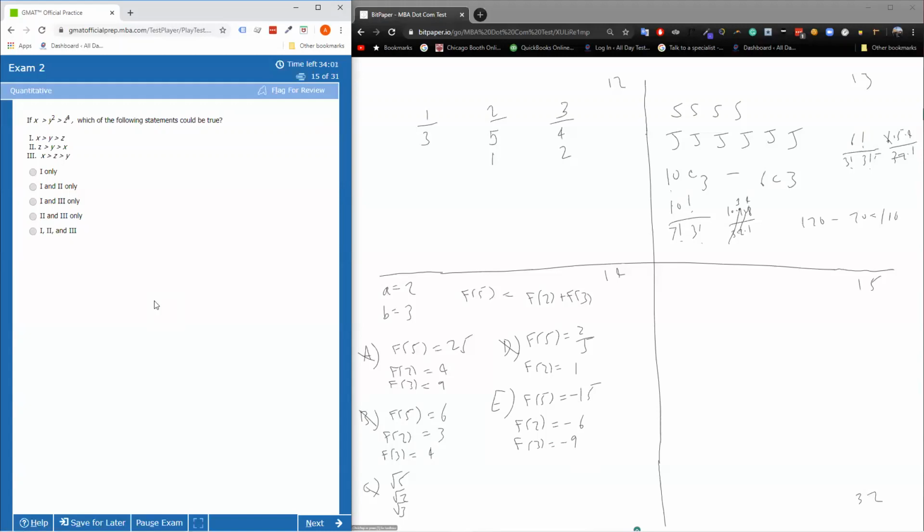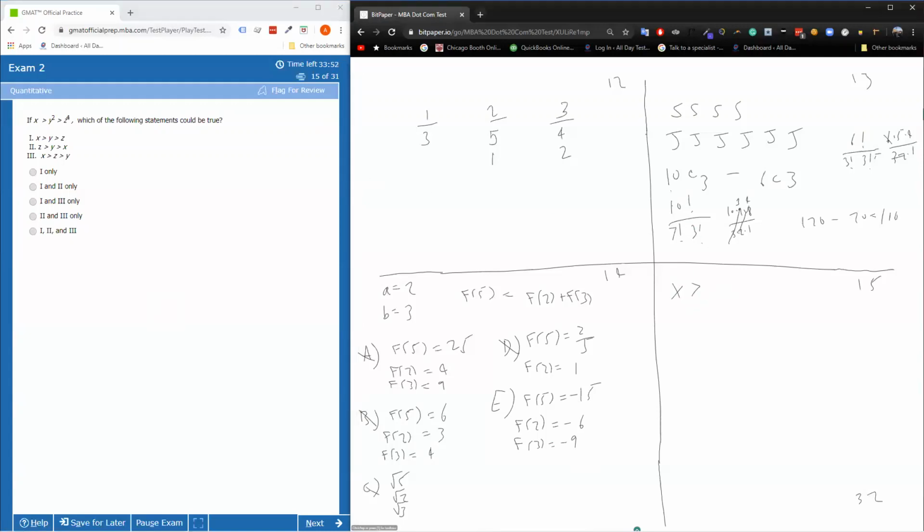If x is greater than y squared, which is greater than z to the 4th, which of the following statements could be true? So when is this going to be true? So everything here is going to be positive. So x is greater than y is greater than z. Absolutely, if x is 1,000,000, y is 100, and z is 1. So statement 1 could be true.